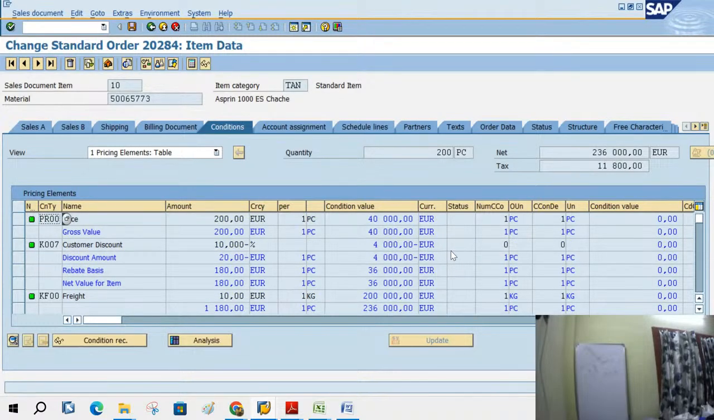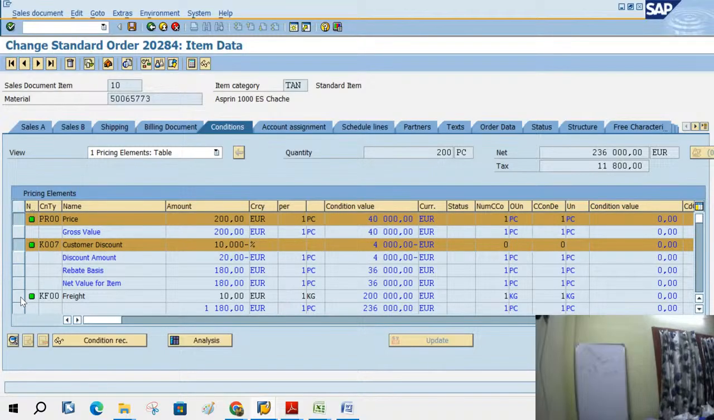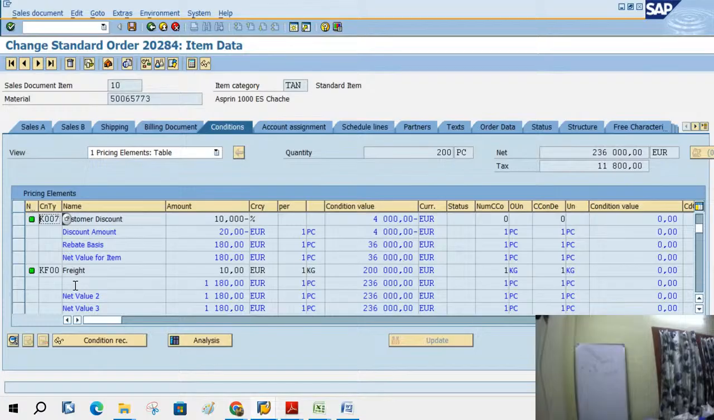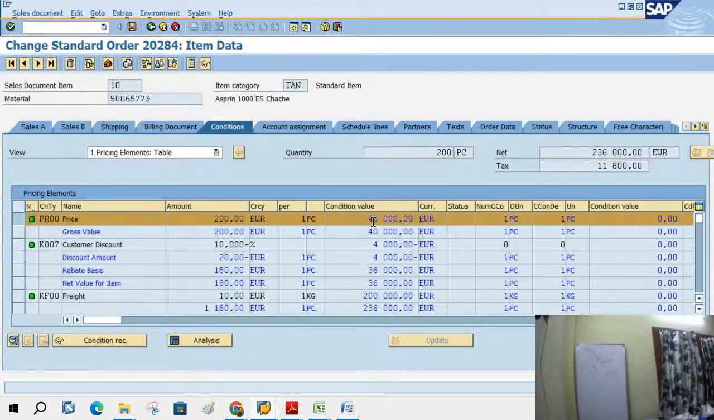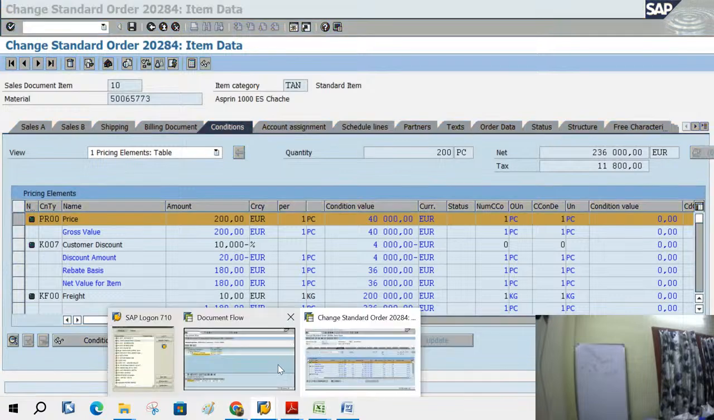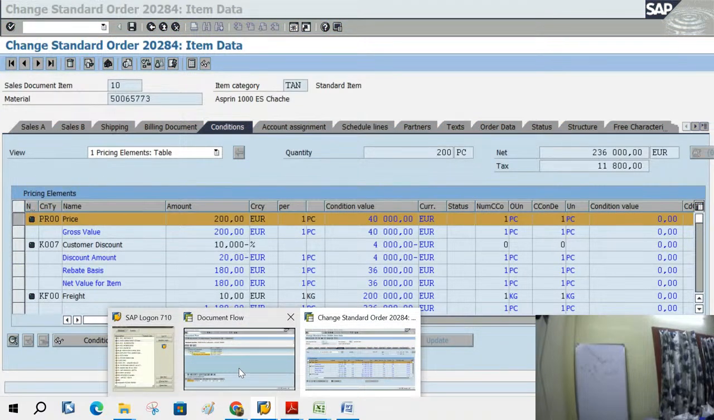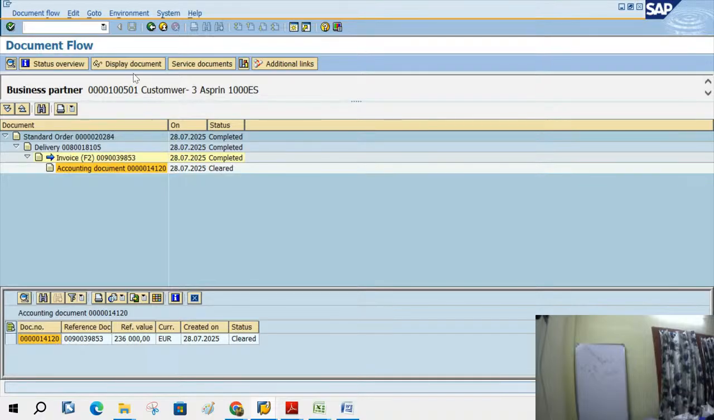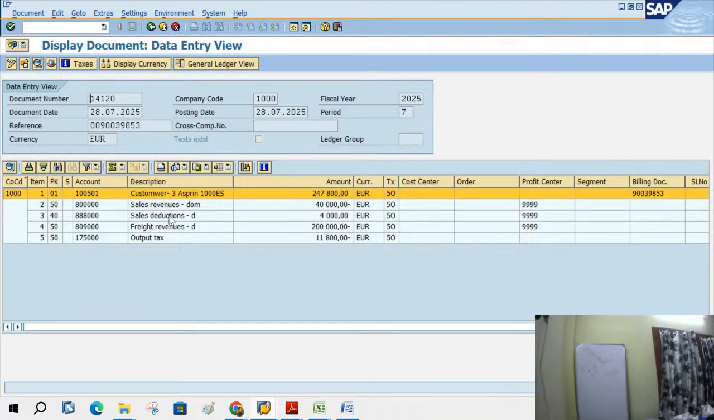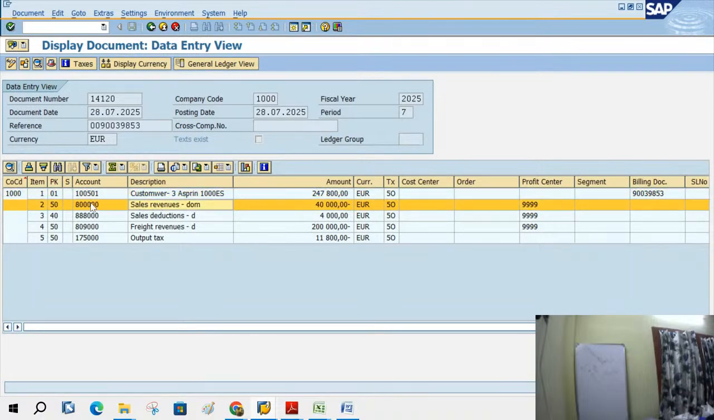So now what has to happen? Price has to go into one GL account. Discount has to go into one GL account. Freight amount has to go into one GL account. Yes or no? So price, this 40,000 is going where? 40,000 is going in this GL account called 8 lakhs. Clear?